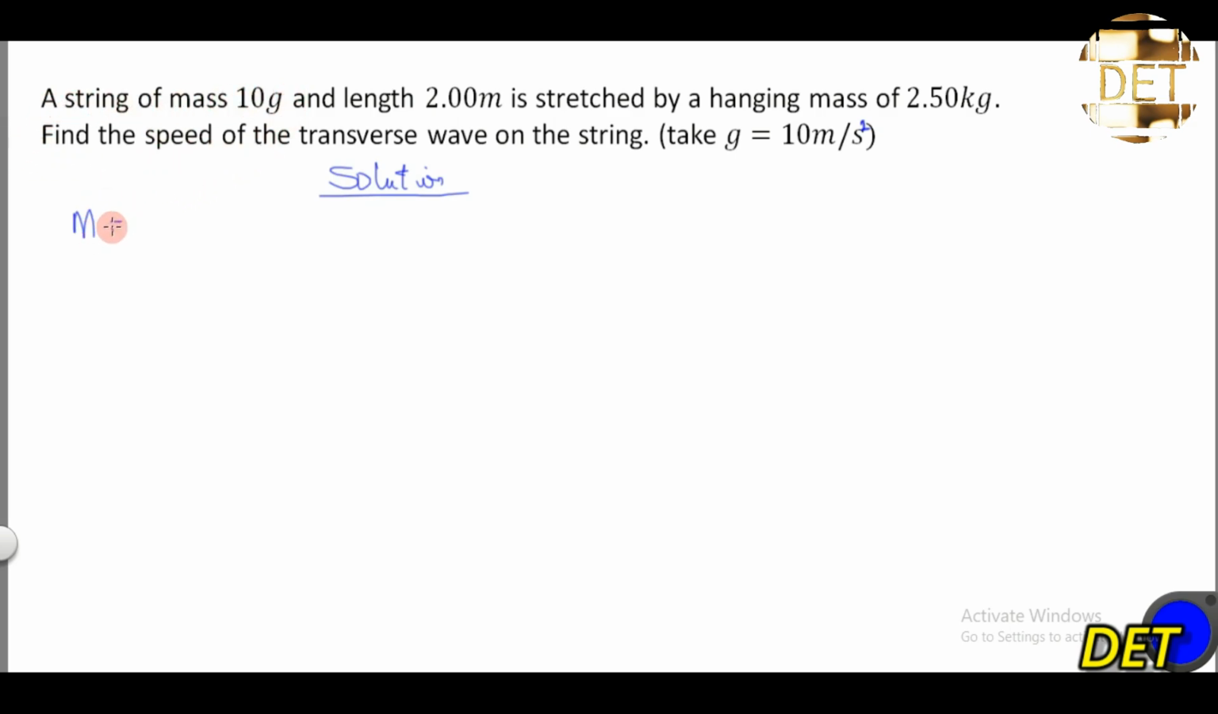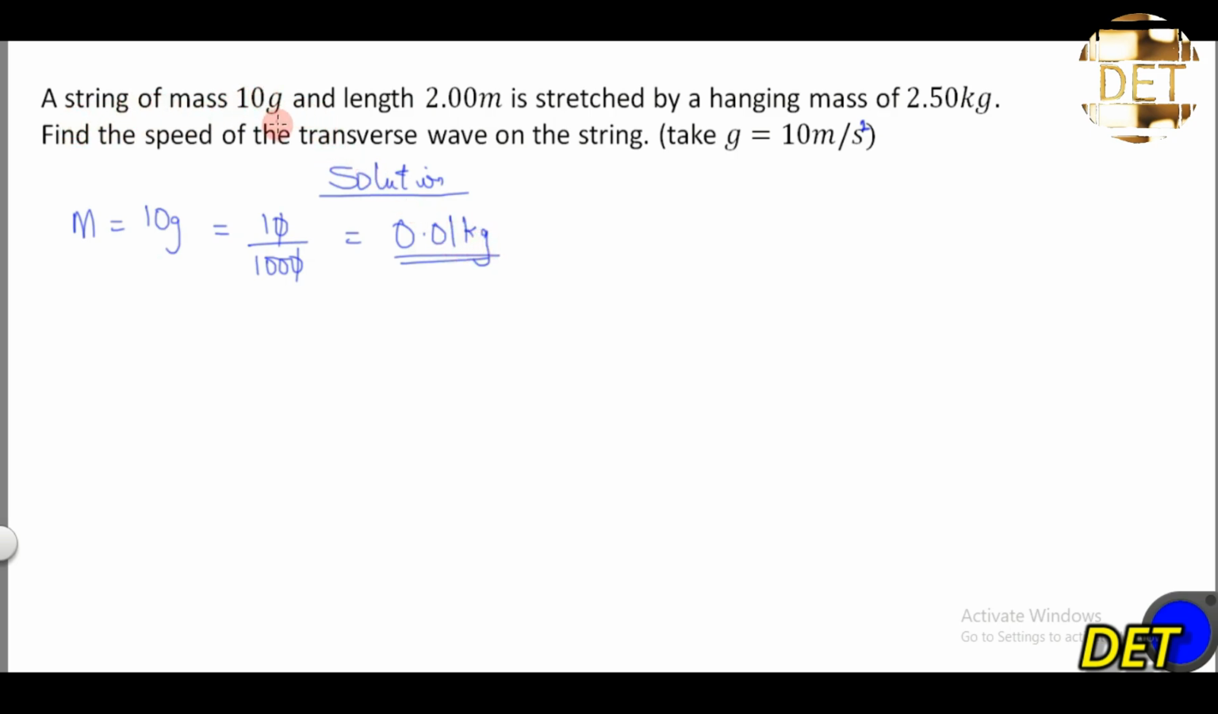A string of mass 10 grams. So that tells us that the mass of the string is 10 grams. And remember that gram is not the SI unit of mass. The SI unit of mass is kg. So we have to convert to kg. So how do we do this conversion? Knowing fully well that 1000 grams is equal to 1 kg, 10 grams will be equal to 10 divided by 1000. So this 0 will cancel out the 0. 1 divided by 100 will give me 0.01 kg. So this is my mass. So my 10 grams is equal to 0.01 kg.